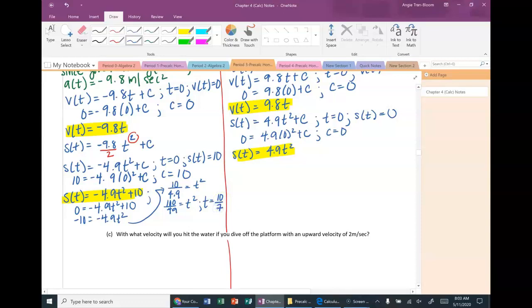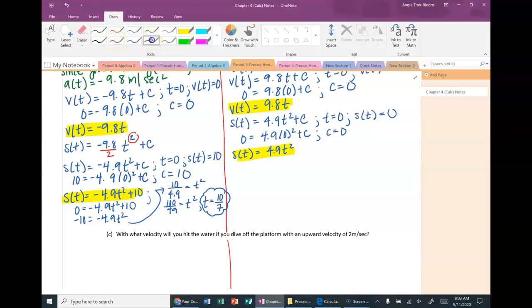That is the time on impact. That's the time when you hit the water. That's not my final destination. I'm looking for the velocity when I hit the water, but that is the time on impact.